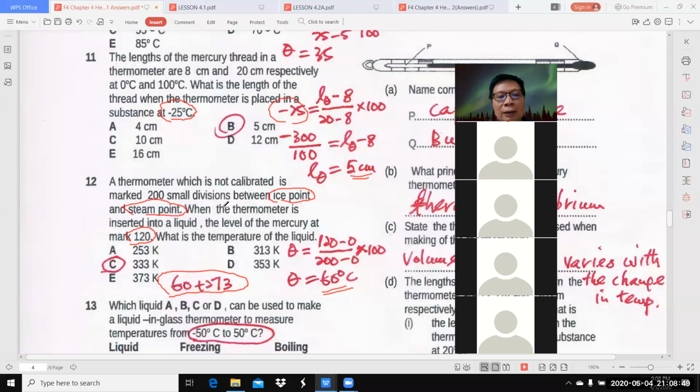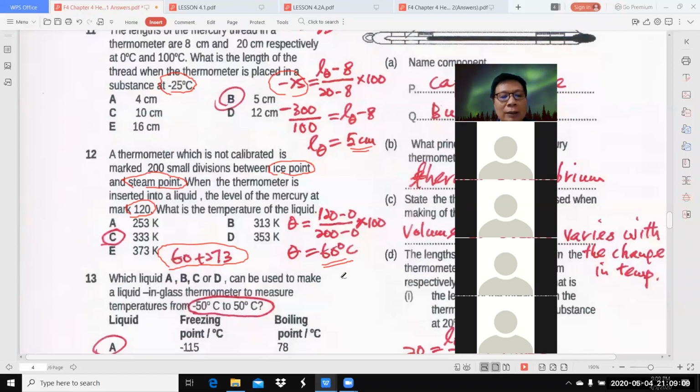Even though this question never says what the length is at the ice point or the steam point, never mind. If given 200 small divisions, you can assume that L100 minus L0 is 200 minus 0. This is L theta. Understand?